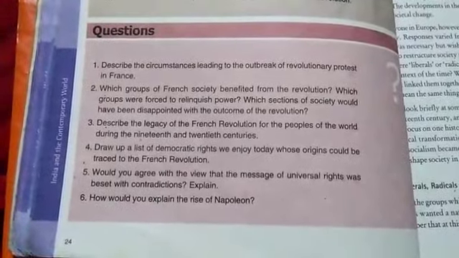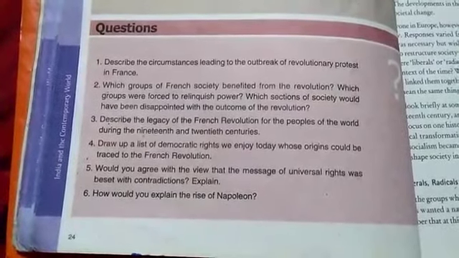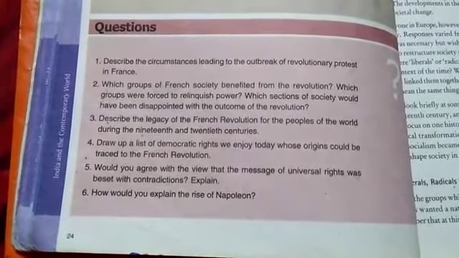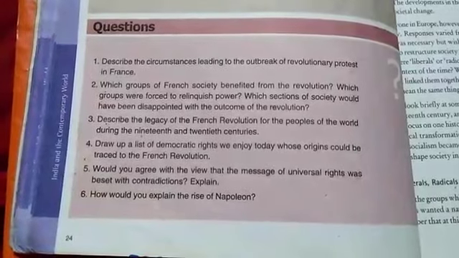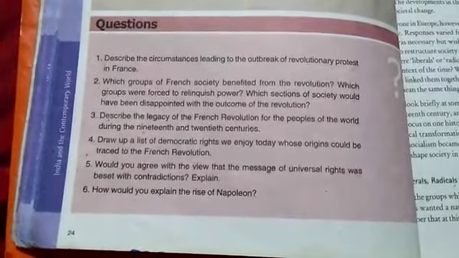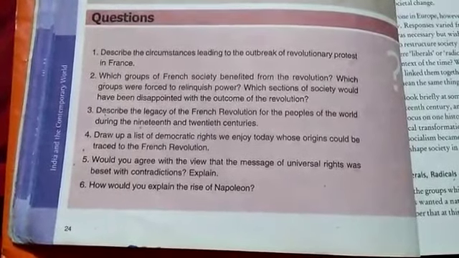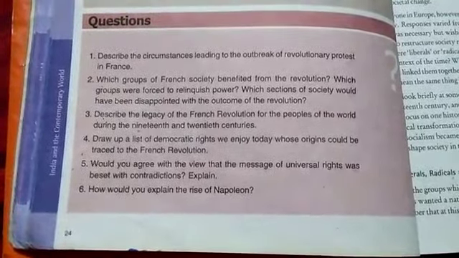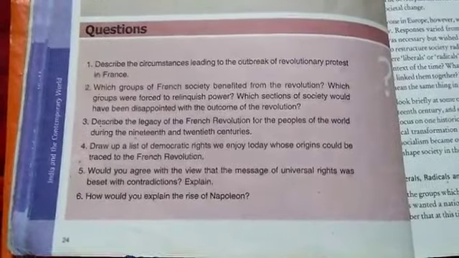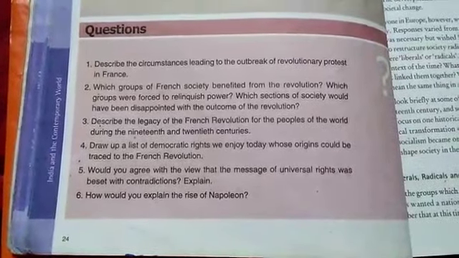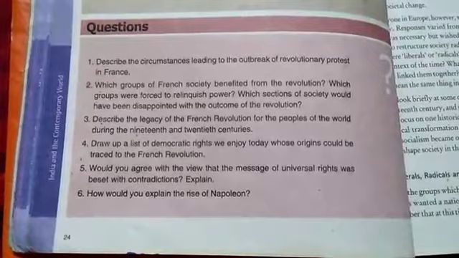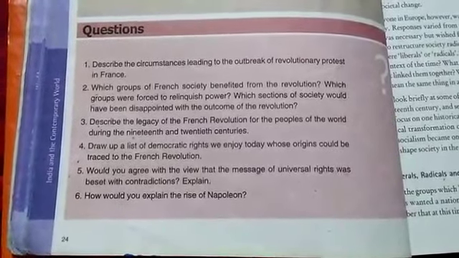The classes which formed the privileged section of society, like the nobility and clergy, were forced to relinquish, it means give up, their executive powers. Naturally, the privileged classes would have been disappointed with the outcome of the revolution. Their privileges were taken away from them.